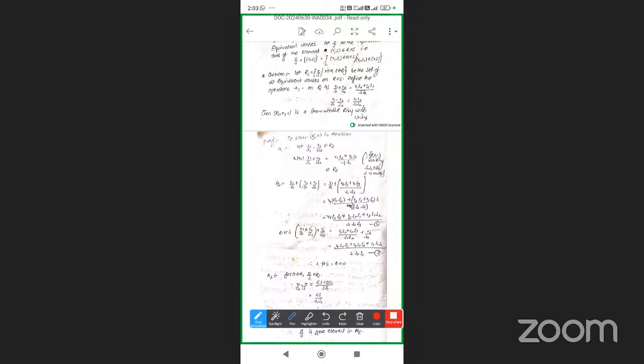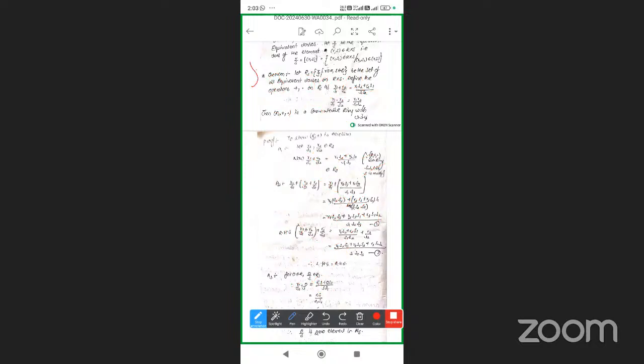Addition is closed. R1 by S1 comma R2 by S2 belongs to the ring of fractions RS. R1 by S1 plus R2 by S2 is equal to R1 S2 plus R2 S1 by S1 S2, which belongs to RS. So closure.